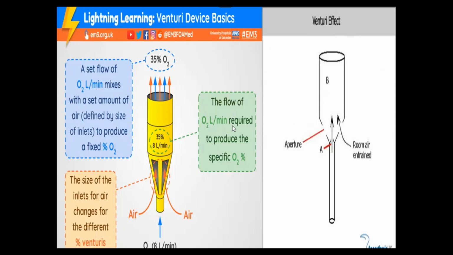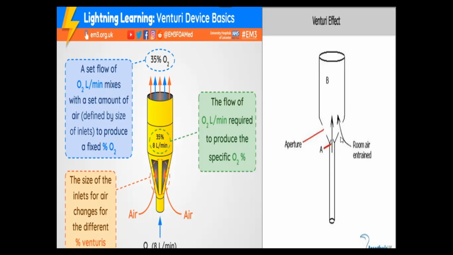So the size of the inlets for air changes the different percentage of Venturi. The flow of oxygen in liters required to produce specific oxygen. So when the oxygen comes in here, let's say you put 8 liter, which is 100%, air will entrain, diluting into 35%. Finally, we'll get 35%. A set oxygen flow in liters mixes with a set amount of air defined by the size of the inlet to produce a fixed percentage of oxygen.